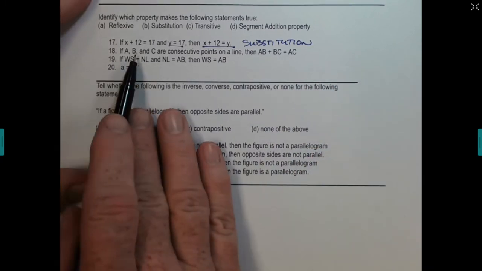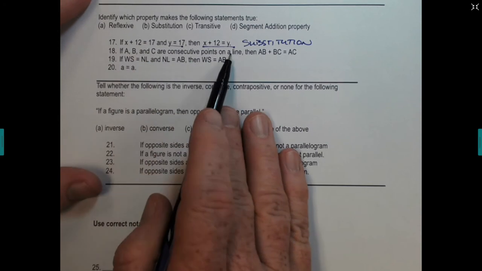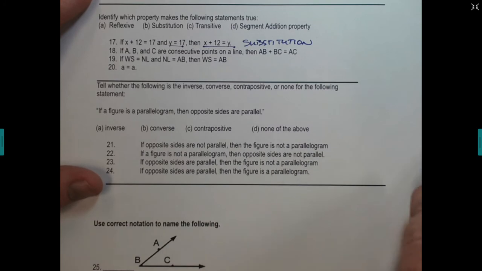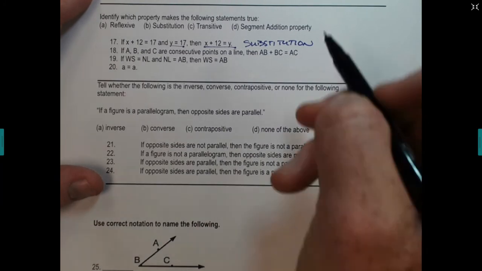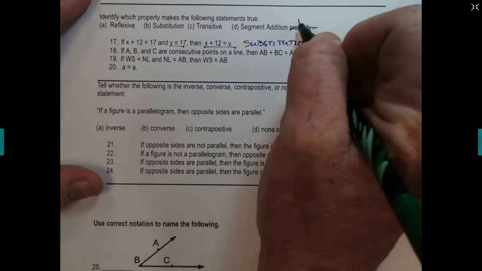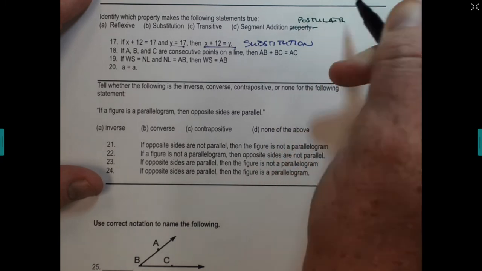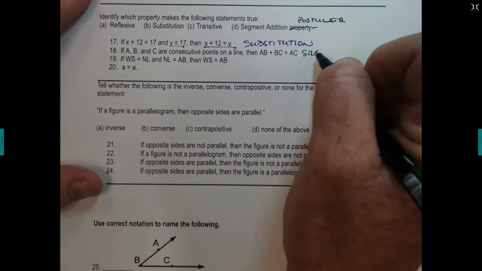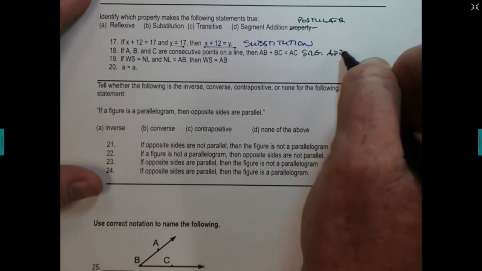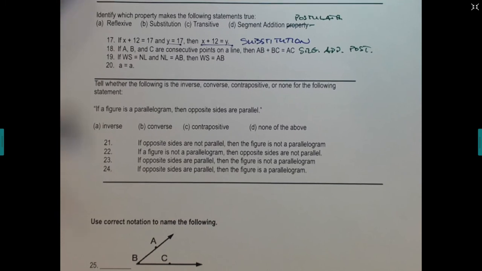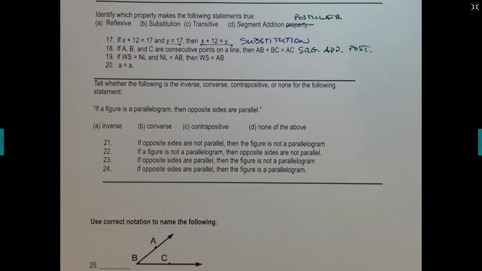The next one, if A, B, and C are consecutive points on a line, then AB plus BC equals AC. That is our segment addition. That's not property. It's supposed to be postulate. Typo. Segment addition postulate. You'll want to recognize these. These are straight off of the semester exam.